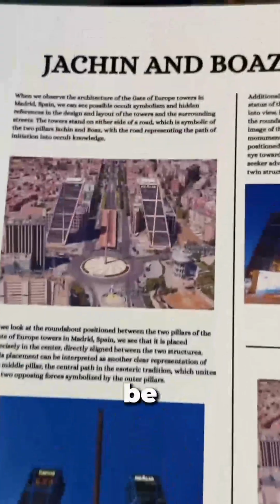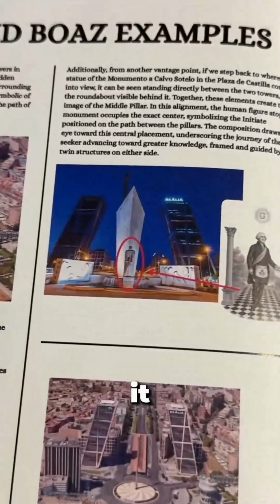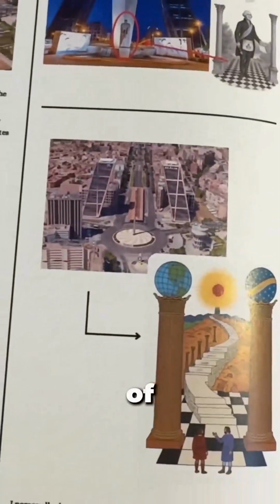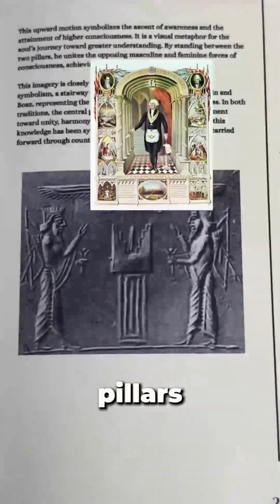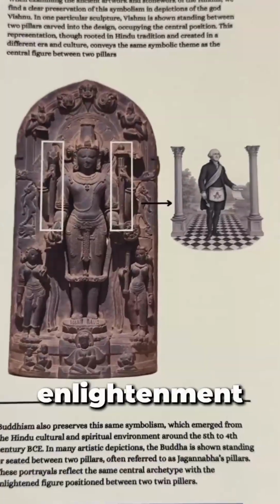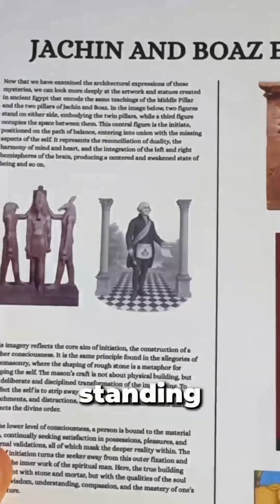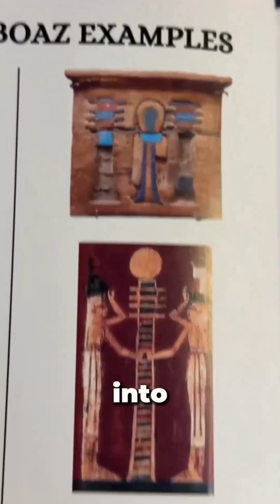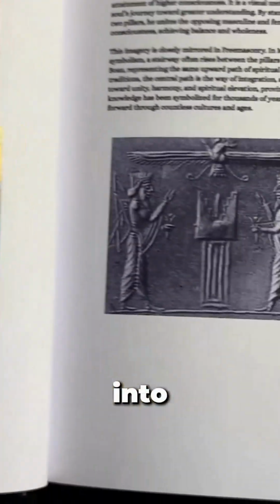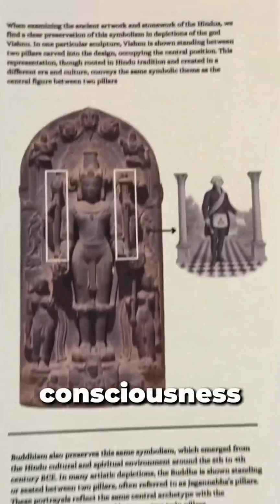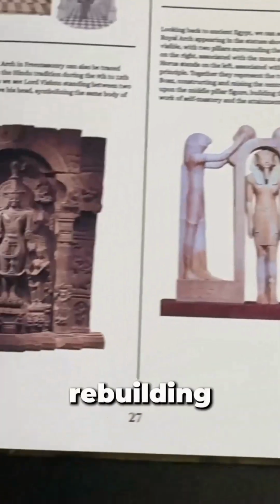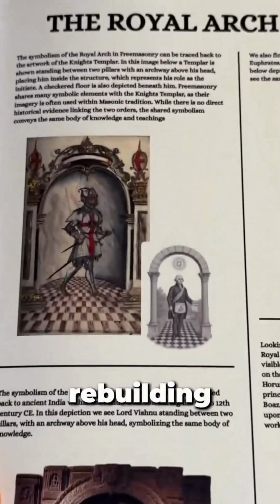The two pillars can be found everywhere in cities because it represents the entrance to the Temple of Solomon. Walking in between these two pillars symbolizes the path to enlightenment and initiation. The person standing between them represents entering into their own inner world, into their own mind, and working on their consciousness. All symbolic of rebuilding yourself and rebuilding your mind.